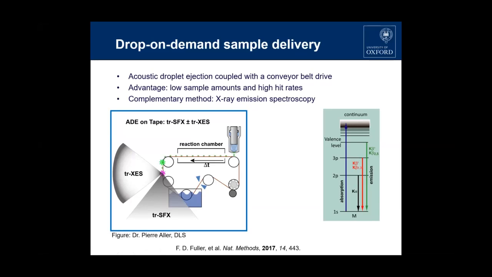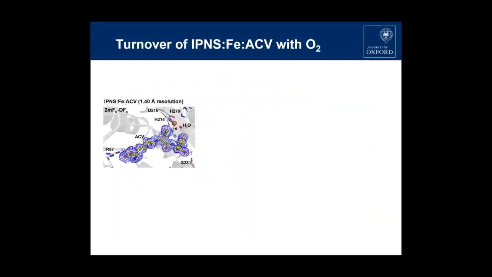This X-ray emission spectroscopy is really sensitive and really atom specific, and we can also look at the oxidation states. We especially focused in our recent studies on the iron K alpha lines, so we can determine the oxidation state of the iron in our system.